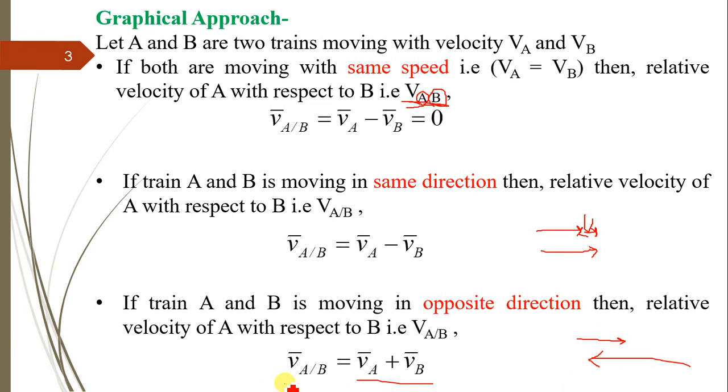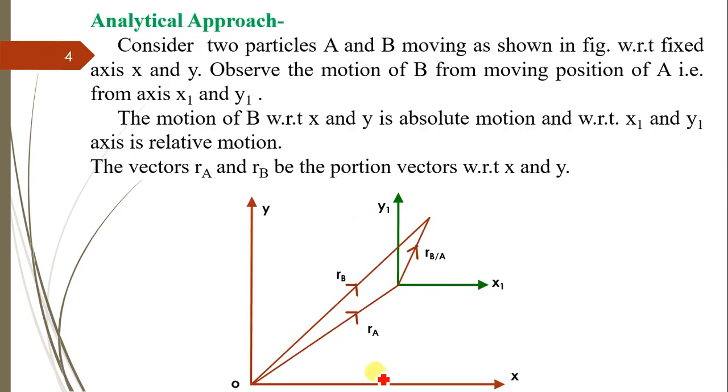So in this way the relative velocity is determined by using the graphical approach for the three different conditions. When the speed is the same, relative velocity is 0. When both are moving in the same direction, relative velocity is the difference between their velocities. And third, when both are moving in the opposite direction, then relative velocity is equal to the addition of the velocity vectors.